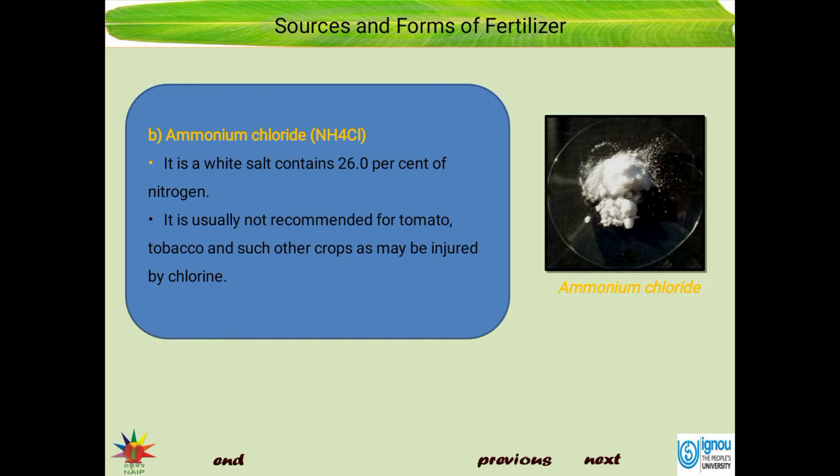It is a white salt containing 26% nitrogen. It is usually not recommended for tomato, tobacco and such other crops as may be injured by chlorine. So these fertilizers are not largely used in comparison to ammonium sulphate. So it is an important example of nitrogenous fertilizer in the case of ammoniacal or ammonium fertilizer.